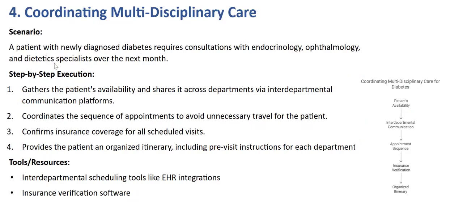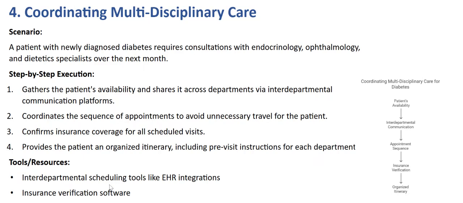Coordinating multidisciplinary care. Scenario: a patient with newly diagnosed diabetes requires consultation with endocrinology, ophthalmology, and dietetics specialists, dietitians, over the next month. Step-by-step execution: gathers the patient's availability and shares it across departments via interdepartmental communication platforms, coordinates the sequence of appointments to avoid unnecessary travel for the patient, confirms insurance coverage for all scheduled visits, and provides the patient an organized itinerary, including pre-visit instructions for each department.